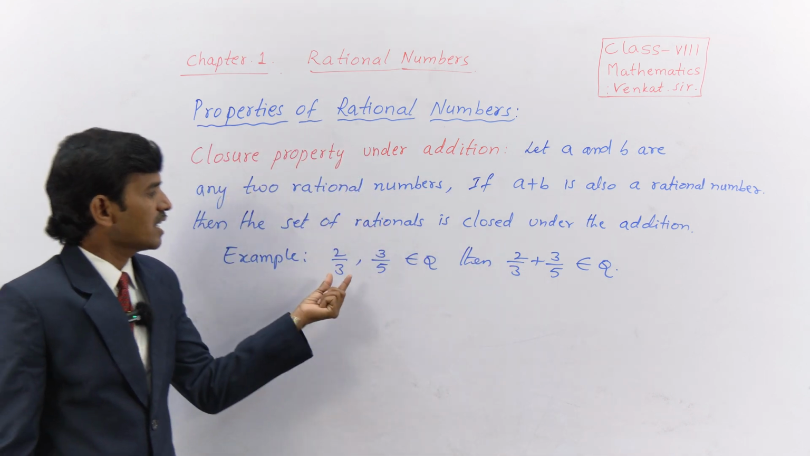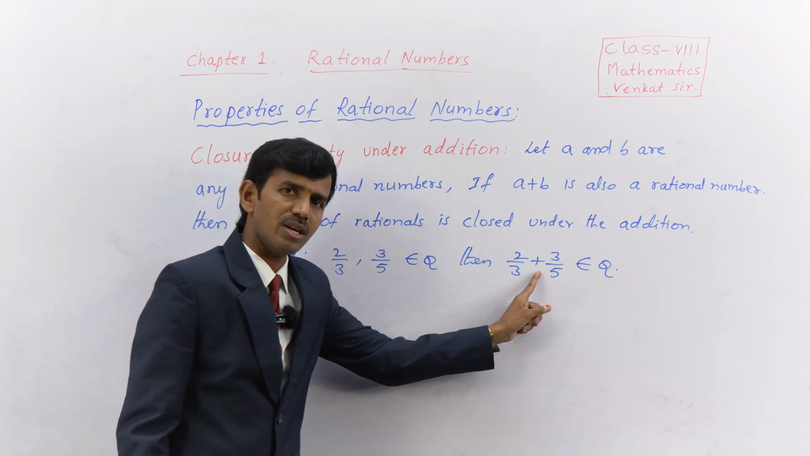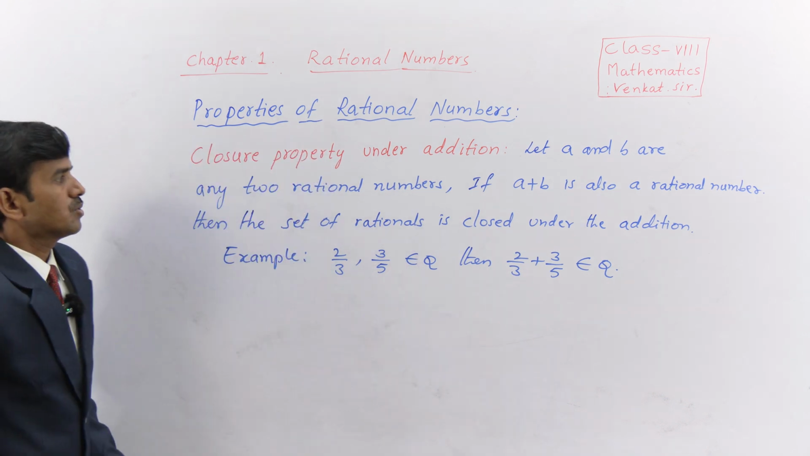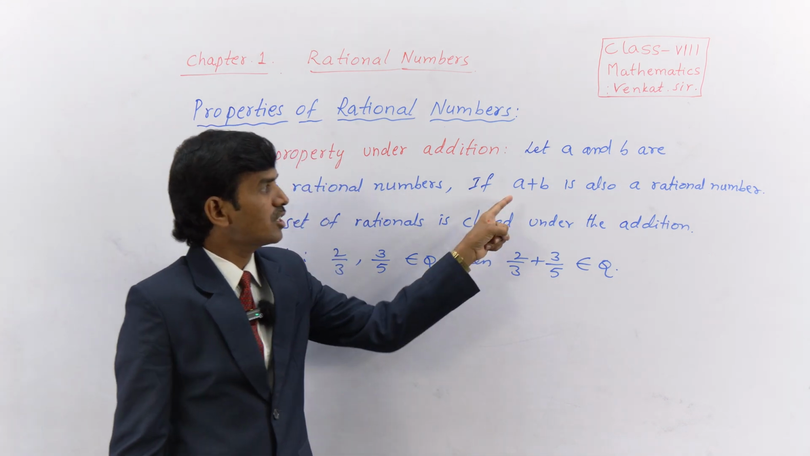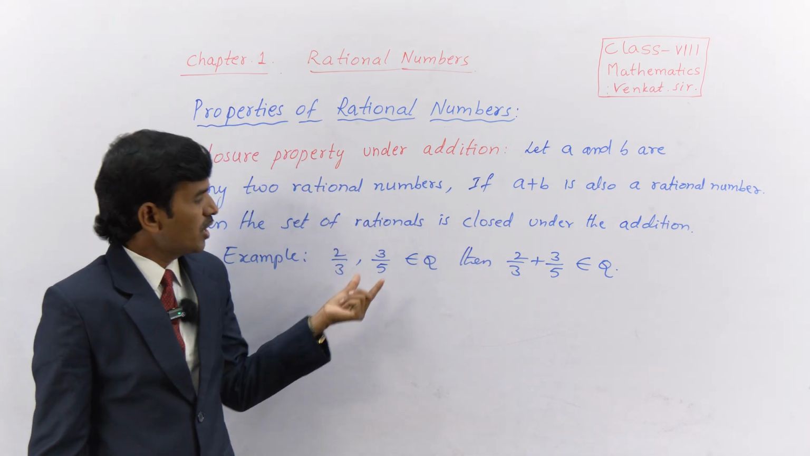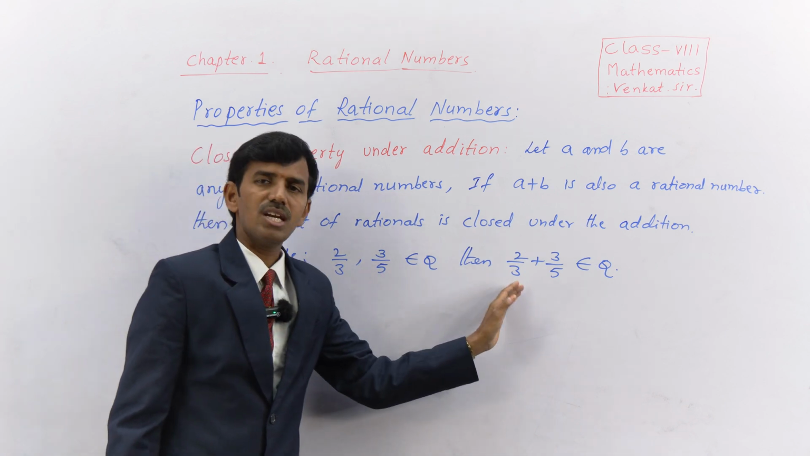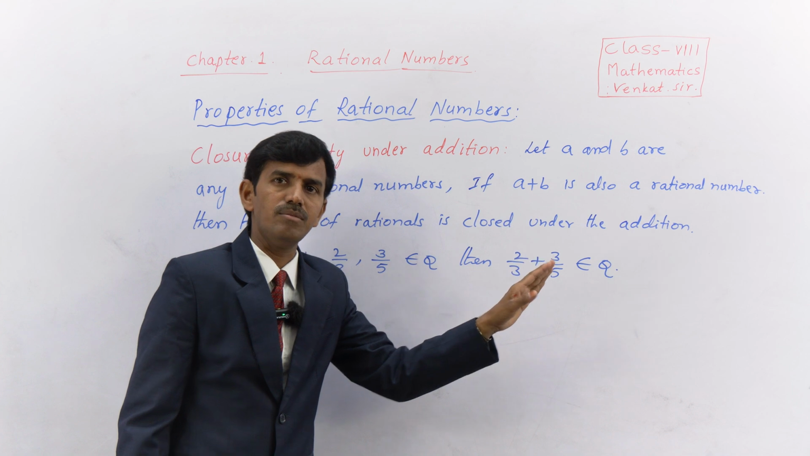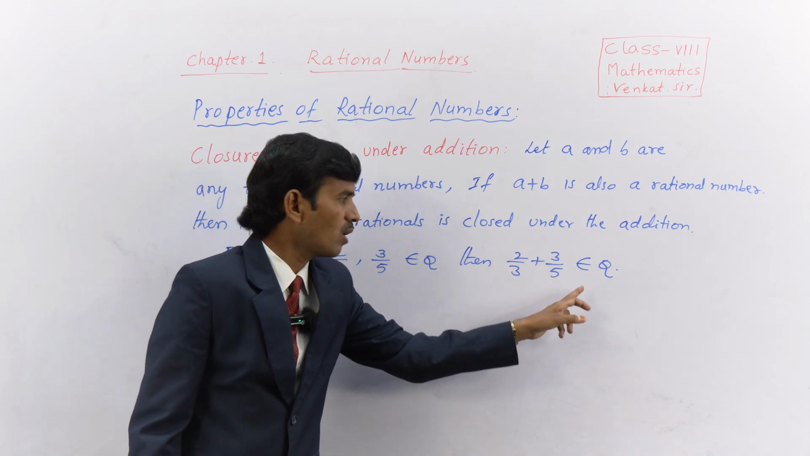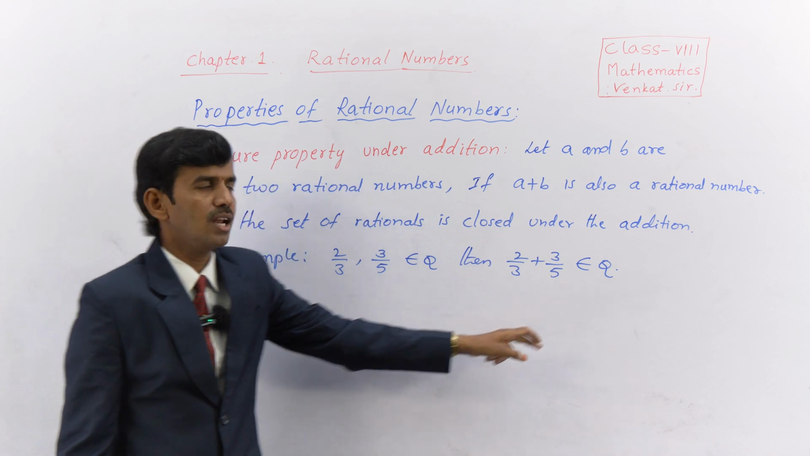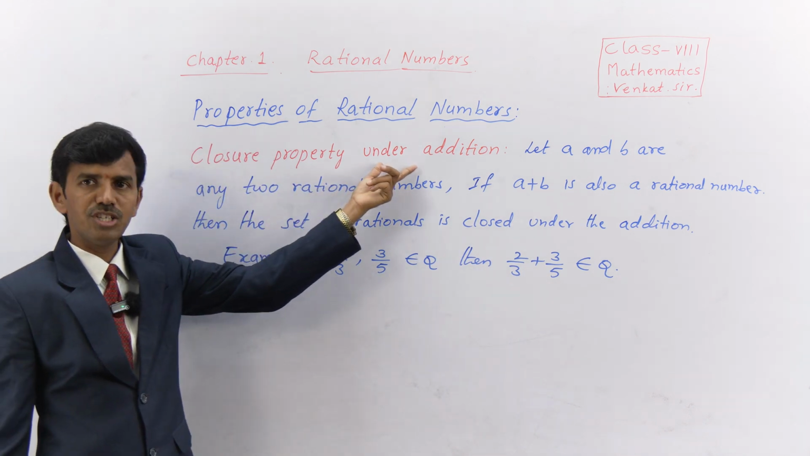Closure property. The set of rational numbers comes under what? Closure under the operation addition, right? So if the summation is not a rational number, then it is not considered what? Not a closure. But if you consider any two rational numbers and check, their sum always comes under rational. Therefore, the set of rational numbers is said to be what? Closure under the operation addition.